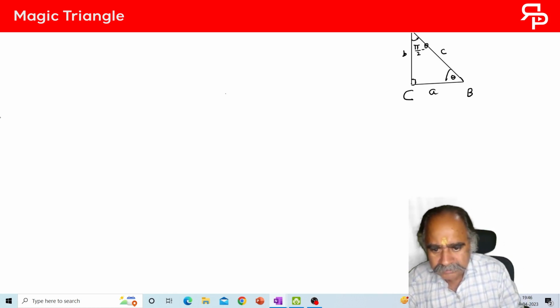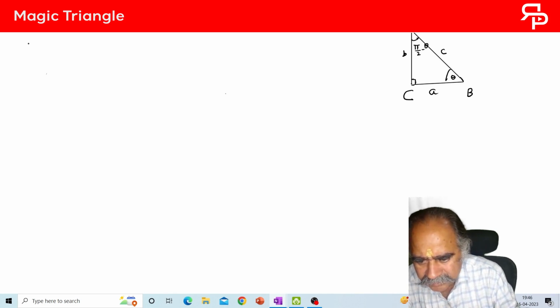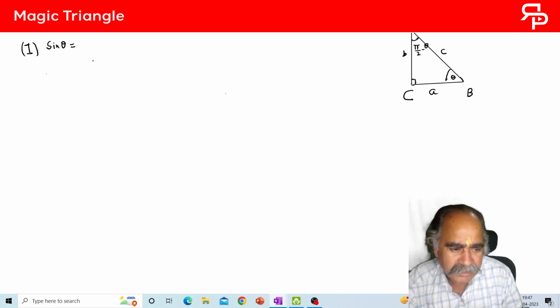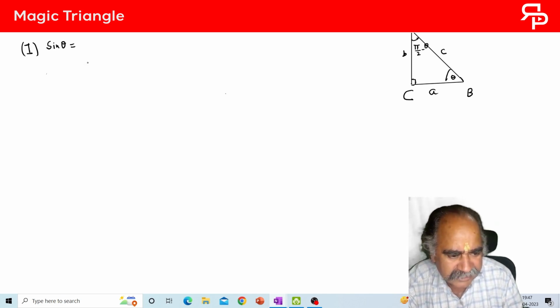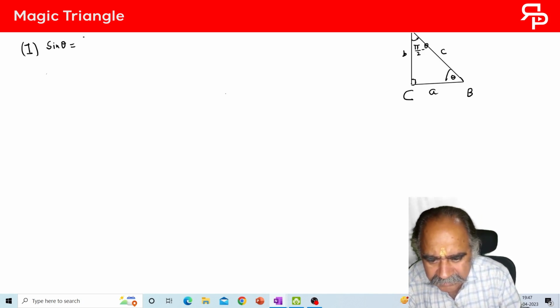Now, the first set of formulae which we are getting from this is set 1. In this, you can see sine theta. Sine theta is opposite side upon hypotenuse. Angle theta is angle B, so the opposite side of angle theta is b, so it is b by c.